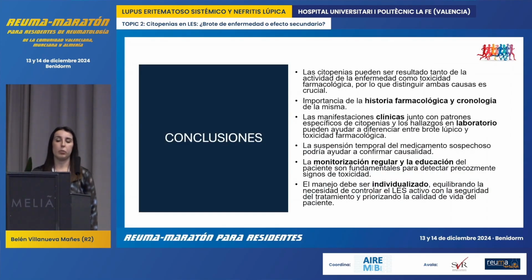And finally, cytopenias can result either from disease activity or from drug toxicity, and in many cases, it's difficult to tell them apart. The medication history and timeline can also give us some clues, and the clinical manifestations along with laboratory findings can help us differentiate. On the other hand, regular monitoring and patient education, I also believe, are key when it comes to preventing toxicity, and of course, management should be individualized by monitoring disease activity along with patient safety and prioritizing quality of life.